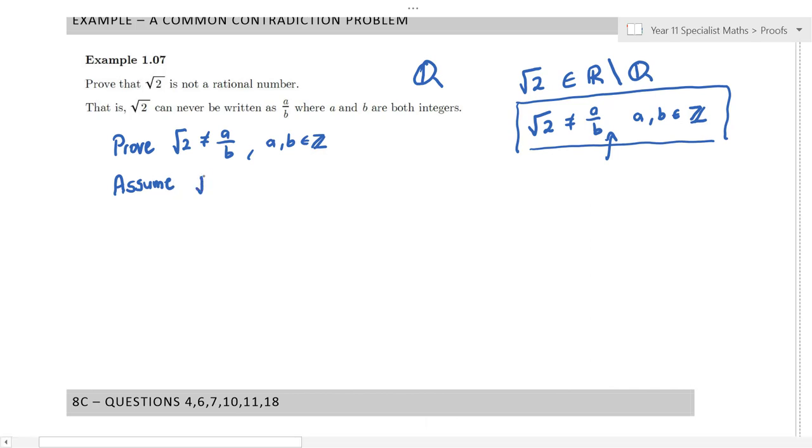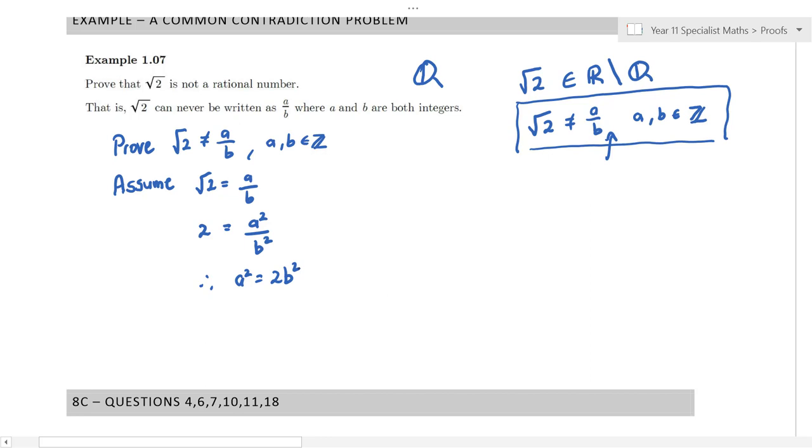So we're going to assume that root 2 is equal to A on B. Follow me so far? Okay, so what we're going to do now is square both sides. So let's square both sides. So that's 2 is equal to A squared over B squared. So therefore, we can say that A squared is equal to 2B squared.